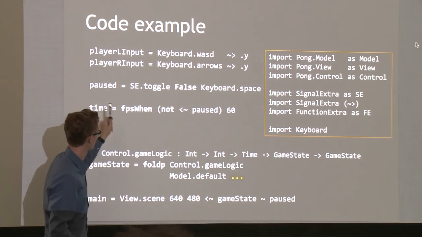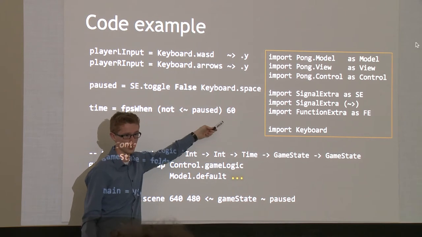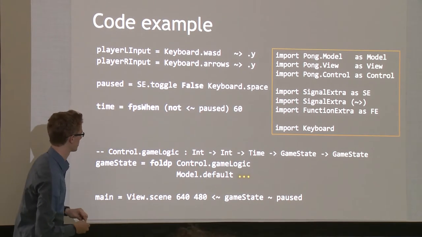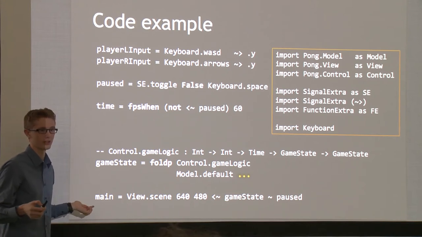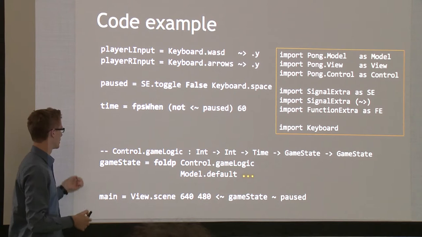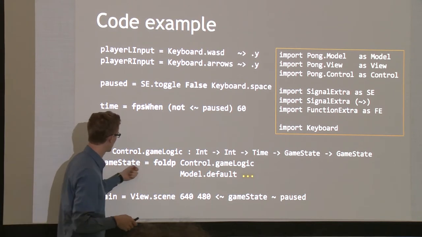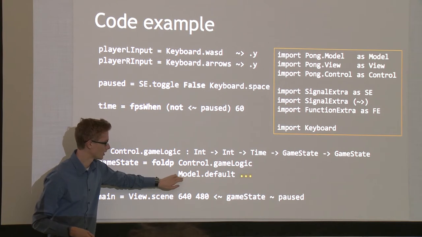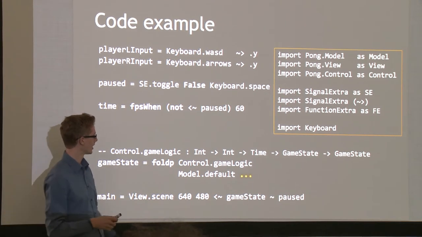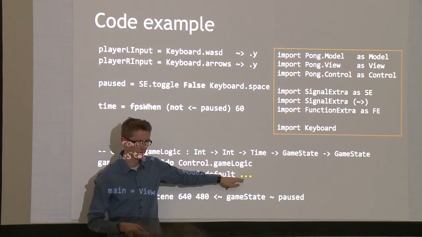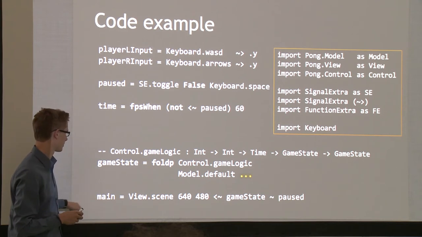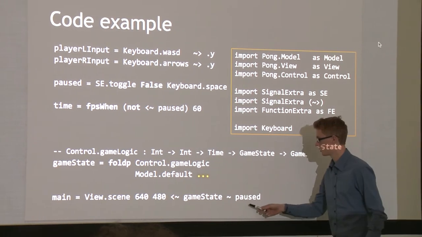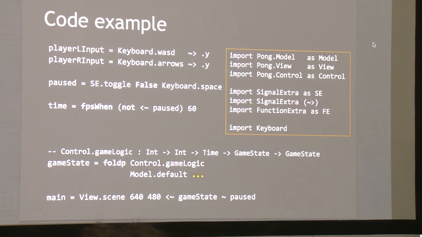Then there's the time, which is an FPS. When we're not paused, then try to get 60 frames per second. In control, there's this game logic function that I just wrote. And then I want to define this game state. And this game state will need a foldp, and it will need a default state, which is from the model. And it will use the game logic, and it should get some inputs, which I'm going to put over there. And then the main is just show it. And I don't have paused in the game state. So that's why it's over there.